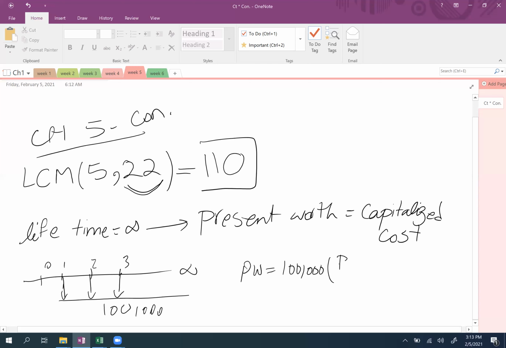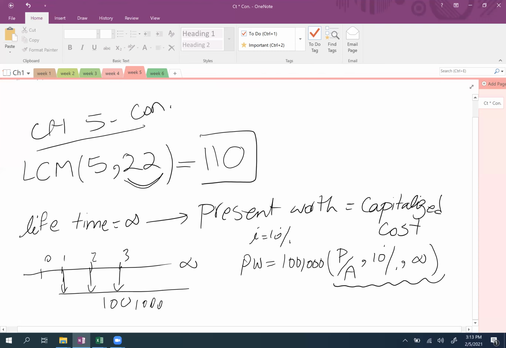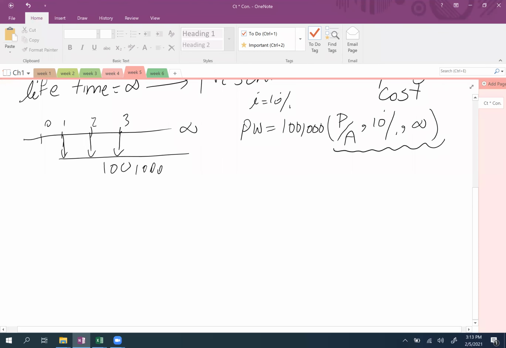I want to find P for this given A. Let's say interest rate is 10%, and lifetime is equal to infinity. Obviously, there is no value for this factor in the table. So we said, what should we do?